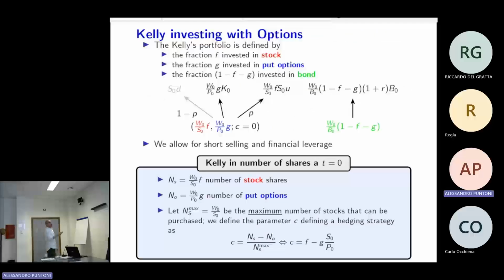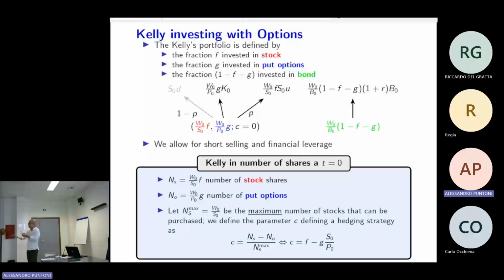Okay, so what is Kelly investing with options in this context? In this context we need to decide. Now we have three possible instruments, three possible investments: the stock, the option, and the bond. We need to decide the fraction F of the capital to put in the stock, the fraction G of the capital to put in the put option, so to buy put options, and of course by normalization, 1 minus F minus G is what we need to invest in the bond. In principle, the variables of this problem are F and G.